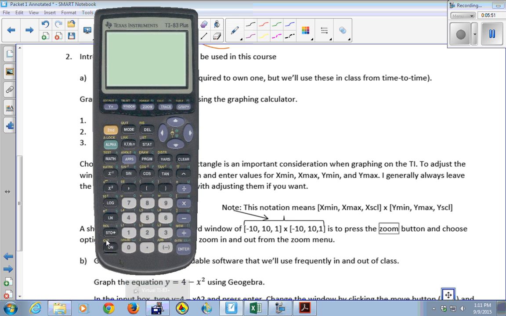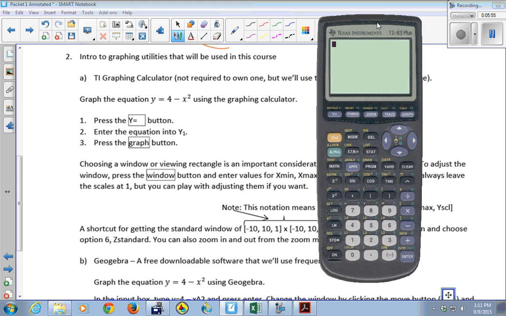There are several different versions of the TI 83, 84. I have an 83 plus up here. So some things may occasionally look a little bit different, but they basically work the same. All right, so to graph the equation, step 1 is press the y equals button. It's in the upper left. If there's anything in there, just press clear.